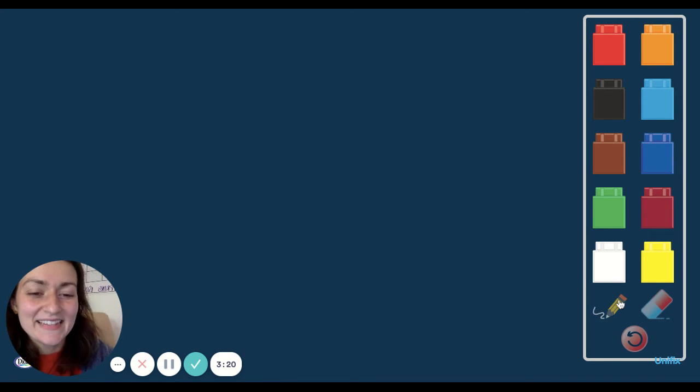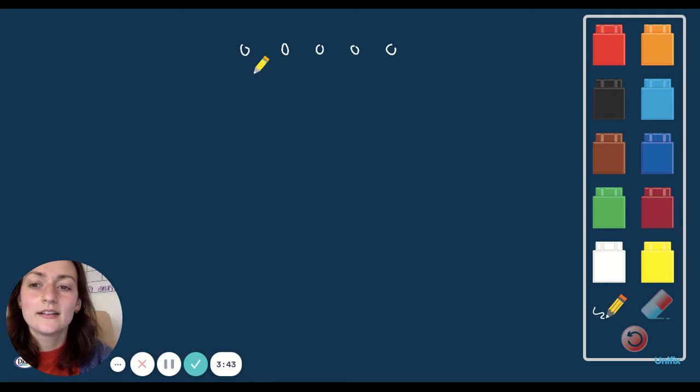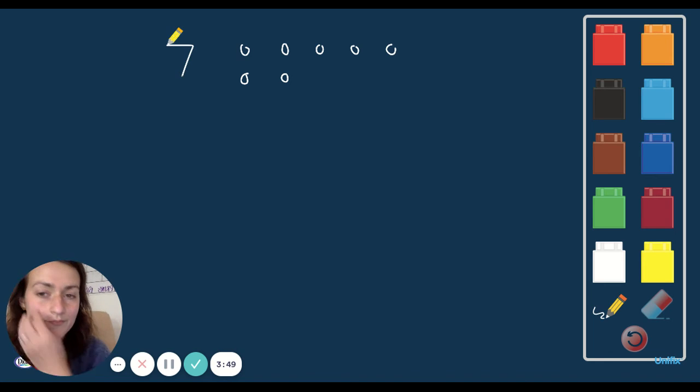Okay, so let's go ahead and do this in a different way. This time, instead of using my cubes, I'm going to draw dots. I'm going to draw 7 dots, and I'm going to draw them in my 5 group. That means like this. 1, 2, 3, 4, 5. And because I have 5, I'm going to go to my second row. 6, 7. This right here shows me that I have 7 dots.